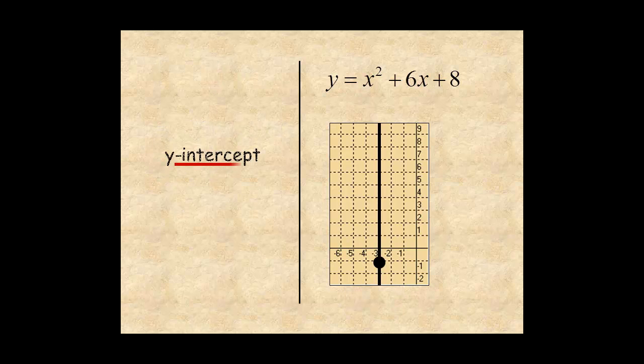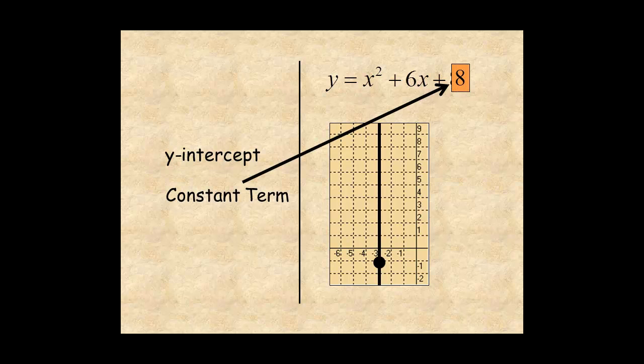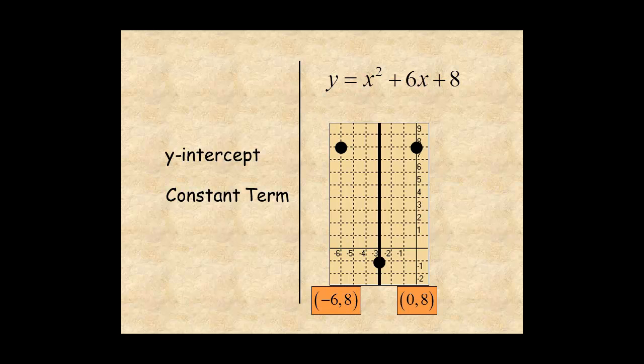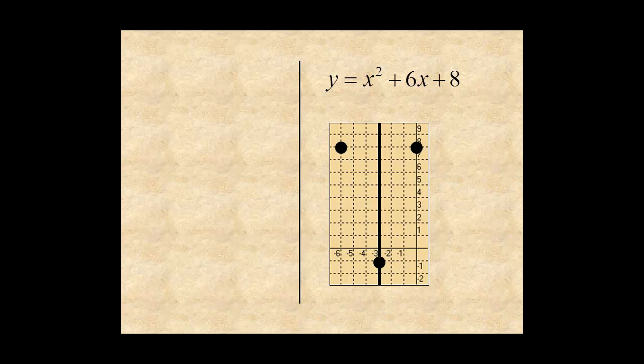Next, graph the y-intercept. The y-intercept is always the same as the constant term of the equation, which for this function is 8. So graph the y-intercept at 0, 8. Since that's 3 units to the right of the axis of symmetry, there's another point 3 units to the left. Finally, calculate at least one more nearby point. Select a value of x anywhere close to the vertex, like x equal negative 2.